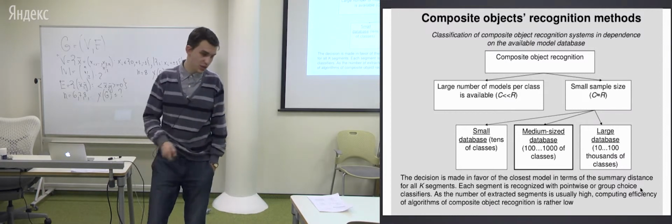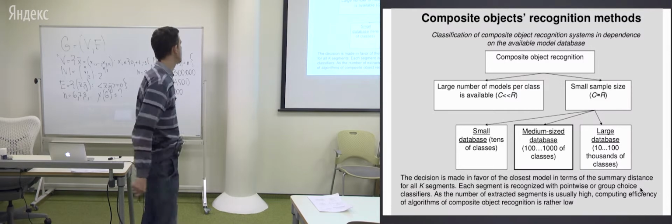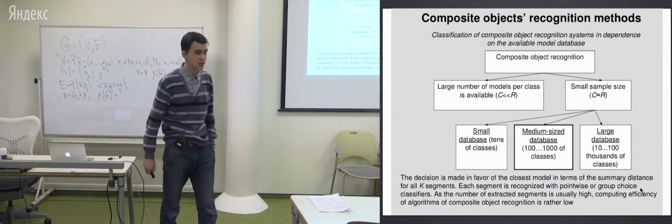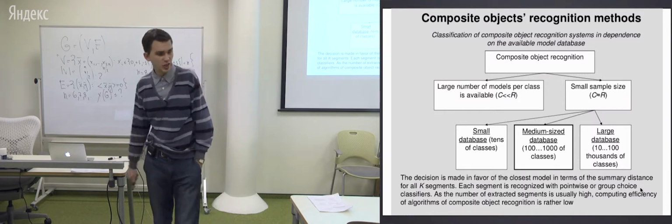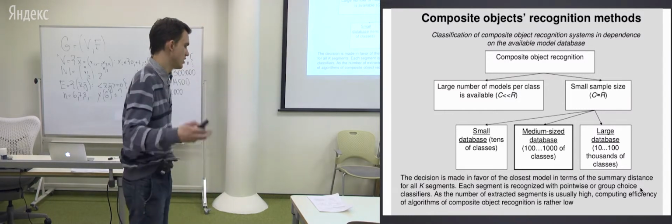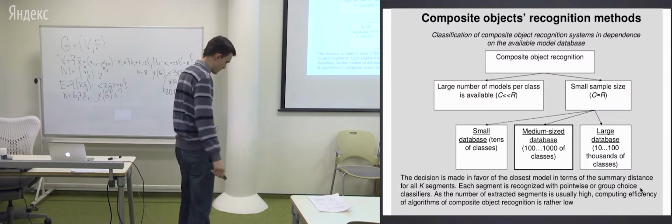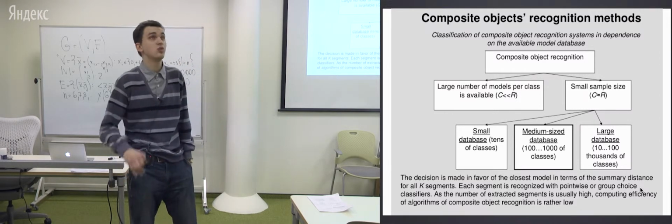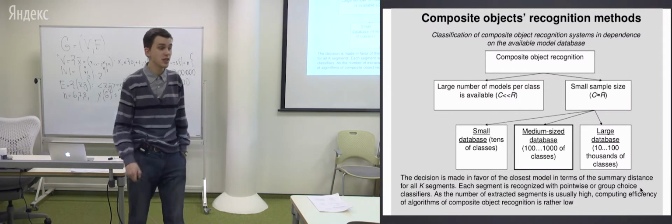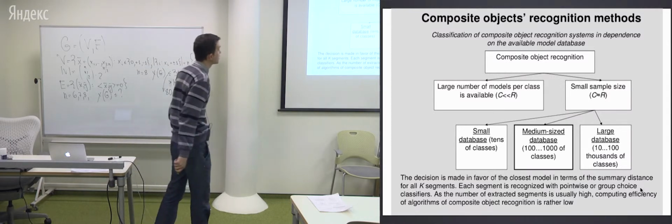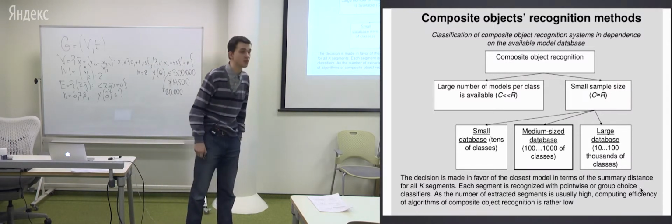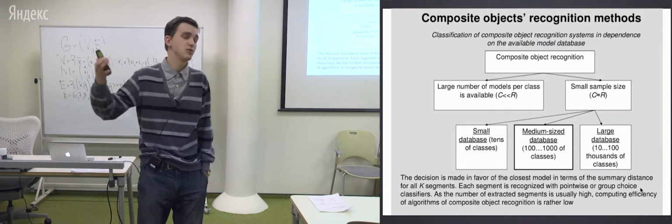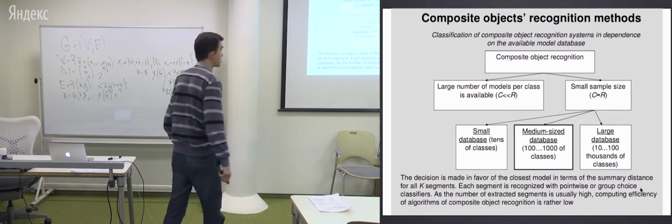The most widely studied case is when there are plenty of models per class. For example, in optical character recognition, we can collect a huge number of images of the same digits, and we can use plenty of machine learning techniques. However, the situation becomes quite different if we speak about the small sample size problem. For example, one sample per model, so we have only one image for each class, so we need something else.